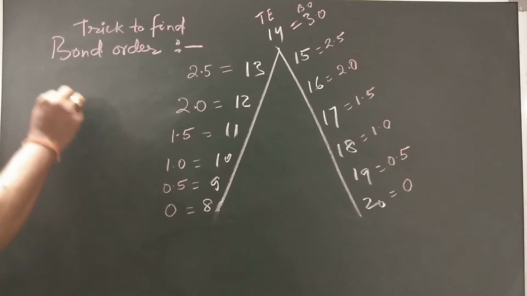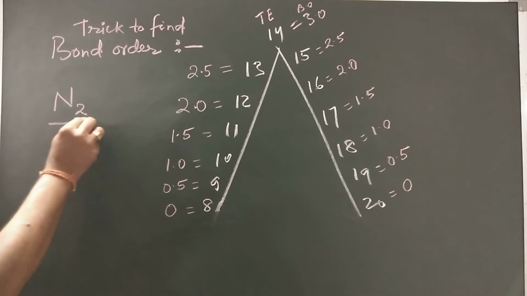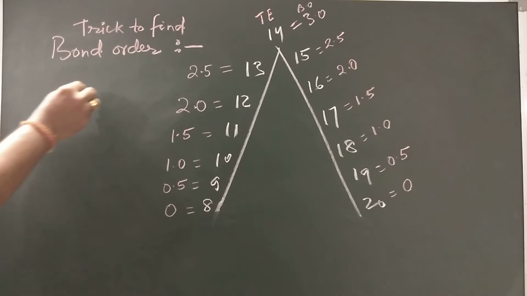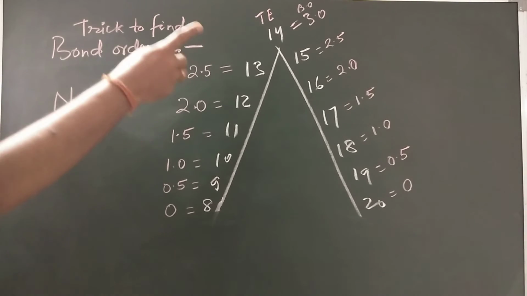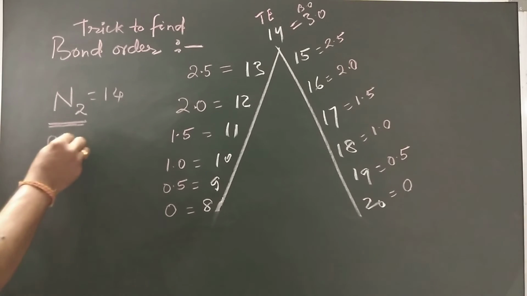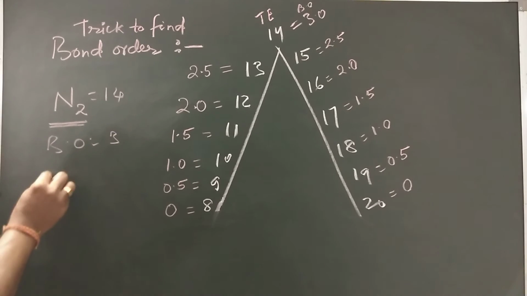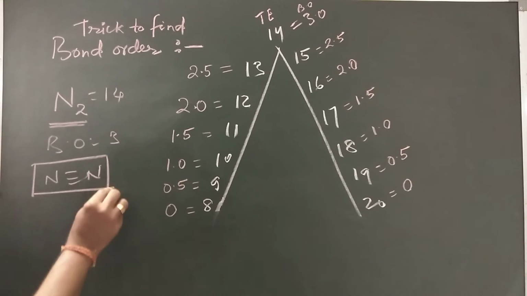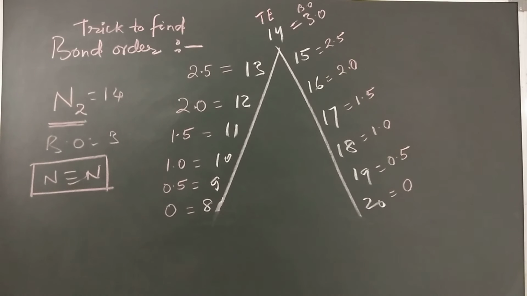Like suppose if you see N2, nitrogen. The total electron is 14. So if you see the table, the bond order is 3. That means nitrogen has a triple bond between the two atoms. So the bond order is 3. And due to the triple bond, multiple bond present here, nitrogen is quite inert. So it is inert at room temperature. It reacts at an elevated temperature.